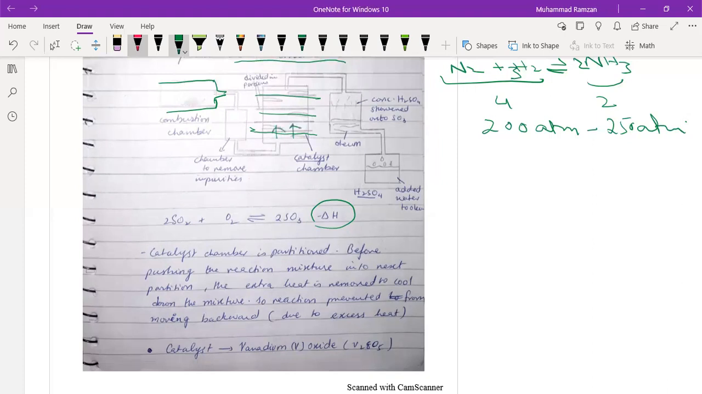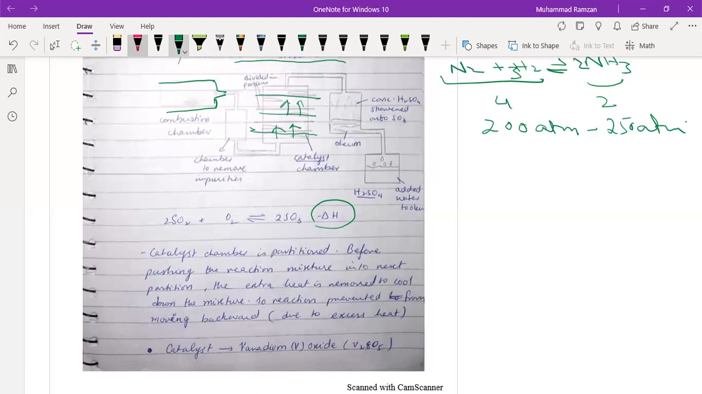Over here, more reactants which were still in unreacted form react together, and again heat is produced and we remove the extra heat. After cooling down the mixture, you push it into another chamber, and in the same way we go on proceeding ahead. What will be the benefit of this? Removing extra heat.